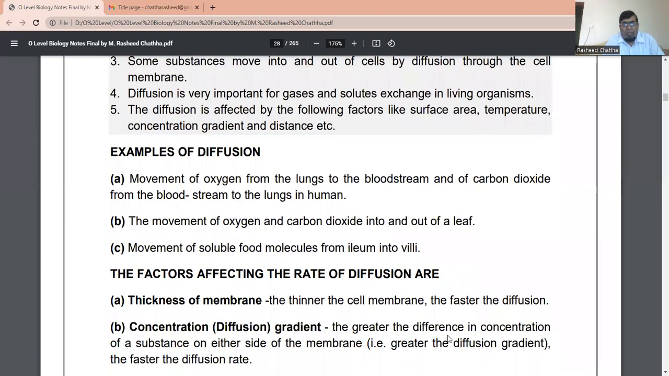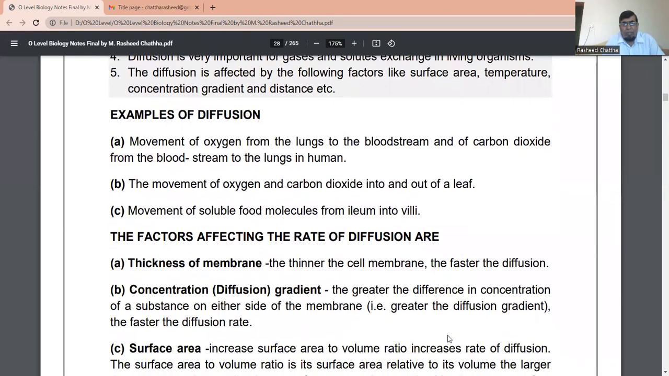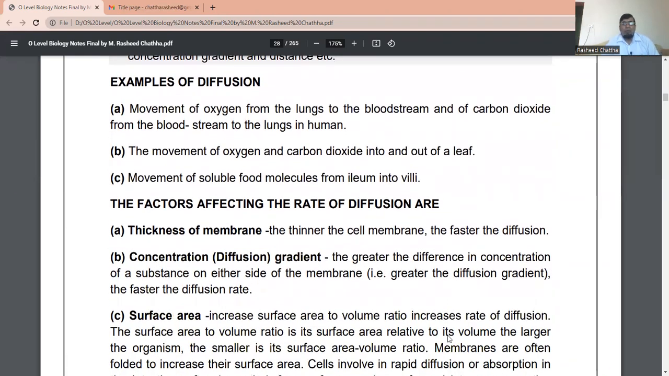Now let's discuss examples of diffusion. Number 1, movement of oxygen from the lungs to the bloodstream, and of carbon dioxide from the bloodstream to the lungs in humans. Number 2, the movement of oxygen and carbon dioxide into and out of the leaf. Number 3, movement of soluble food molecules from the ileum into the villi.